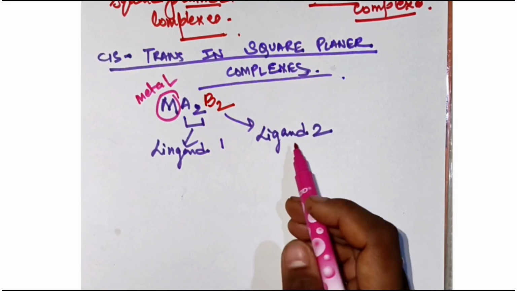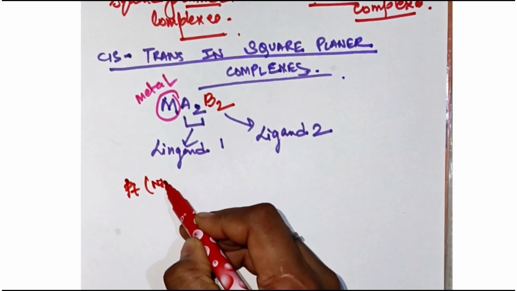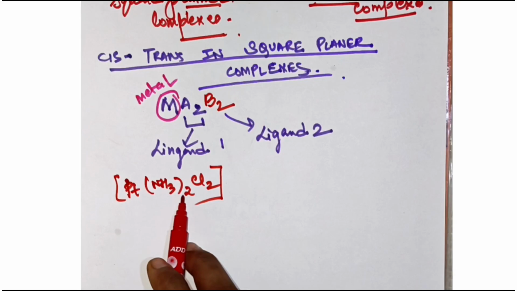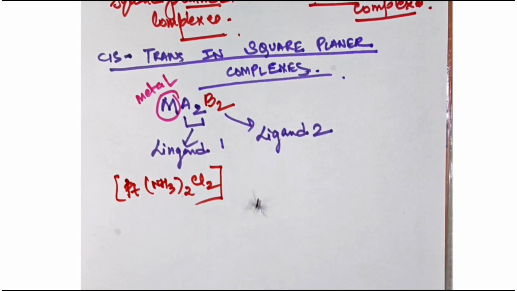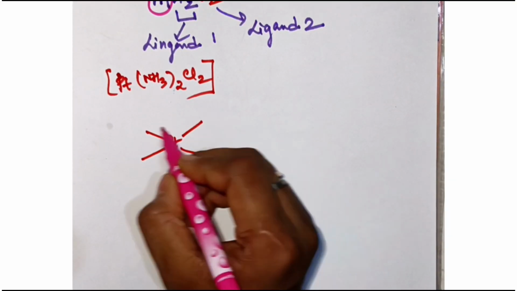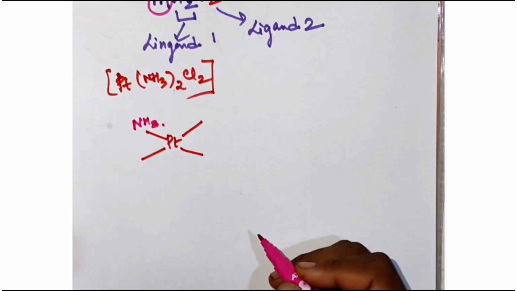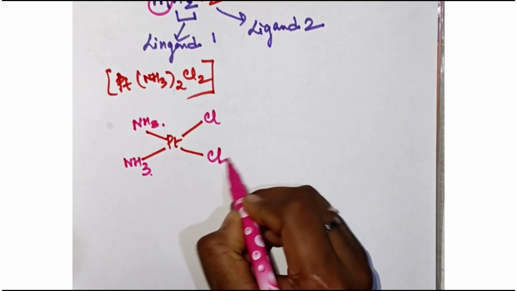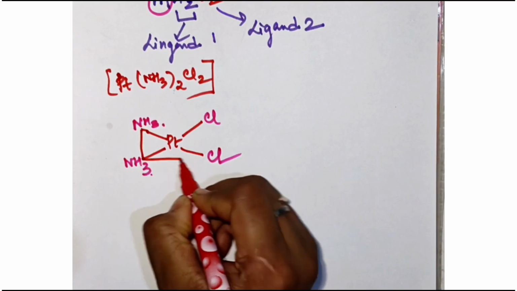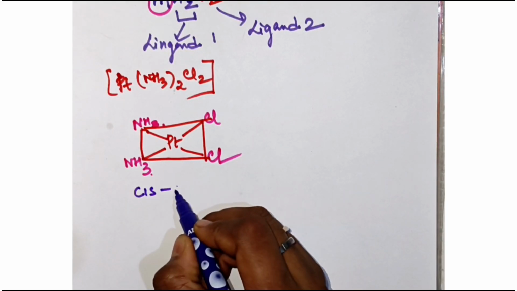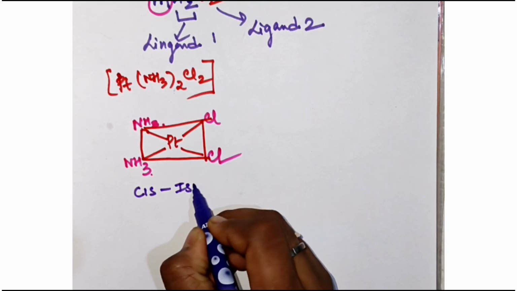So what are the examples? Platinum (NH3)2 Cl2. See here, if I take the example of this, is it not ammonia, it is 2, and chlorine it is 2. So there are two different ligands attached to it. So let us draw this. We can draw this in this form. Here it is ammonia, here it is ammonia. Here is chlorine, here it is chlorine. If we draw these kinds of square planar complexes, this is your cis isomer.